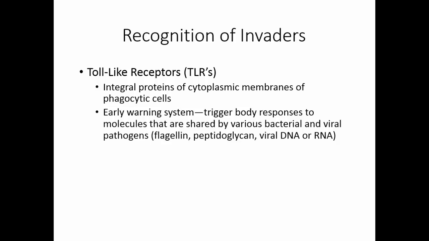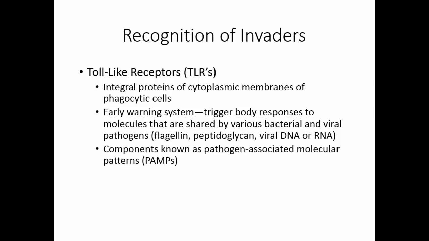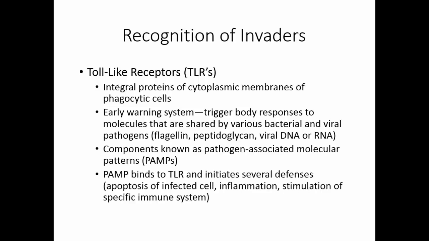If these are activated, they trigger body responses to molecules that are shared by various bacterial and viral pathogens, things like flagellin on a bacterial flagellum, or peptidoglycan in a bacterial cell wall, or viral DNA or RNA. These components on the foreign cell are known as pathogen-associated molecular patterns, or PAMPs. When a PAMP binds to a toll-like receptor, it initiates several defenses. The infected cell can undergo apoptosis, we can trigger inflammation, and we can trigger stimulation of the specific immune system.